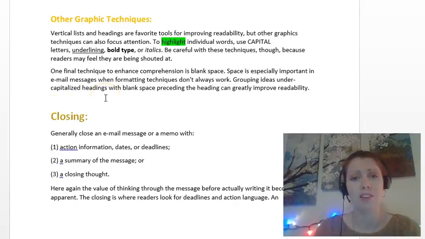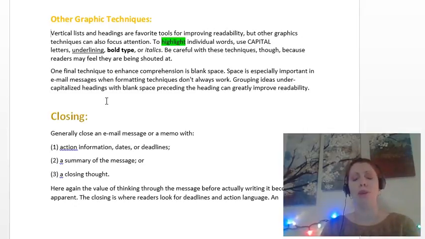And a final technique to enhance comprehension is blank space. Space is especially important in email messages when formatting techniques don't always work there. So grouping ideas under capitalized headings with blank spaces preceding the headings can greatly improve the readability. So don't be afraid of blank space.